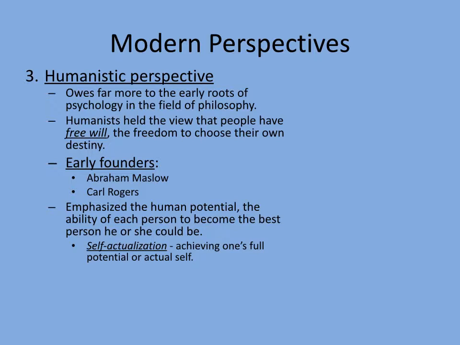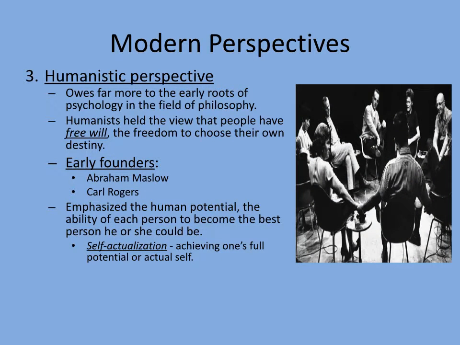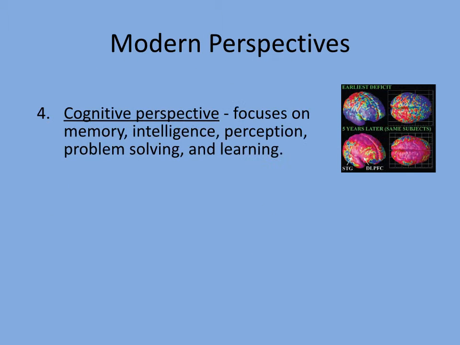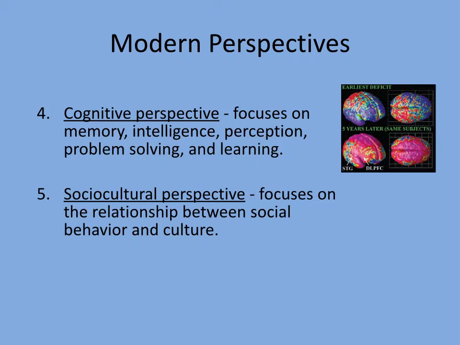One of the major tools of the humanistic perspective is self-actualization. When we think about the humanistic perspective, it's just about self-improvement, is the best way to think of it. Another modern perspective is the cognitive perspective, which focuses on memory, intelligence, perception, problem solving, and learning. This is all about the idea that if we sit and study how to think and why we think that way, we can essentially understand psychology, which we're going to see a lot coming up in the memory component, of course.